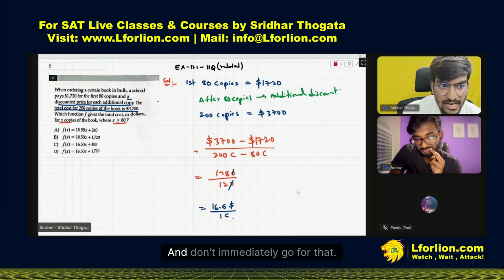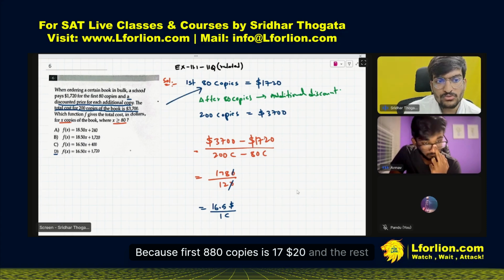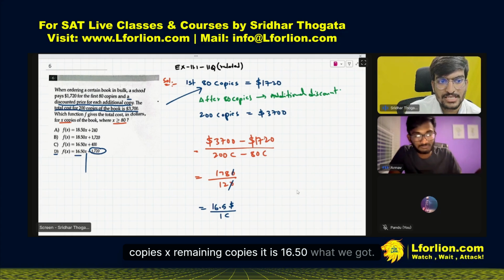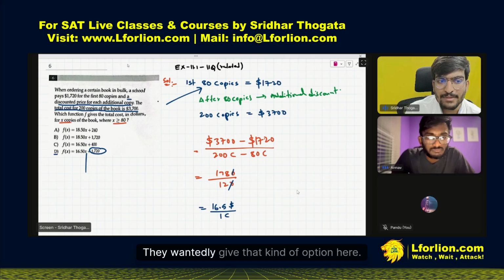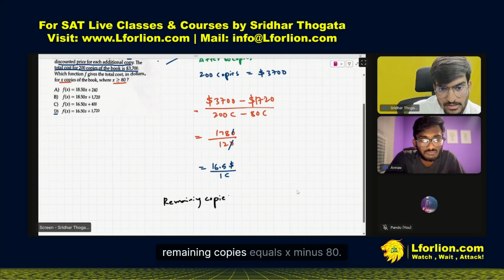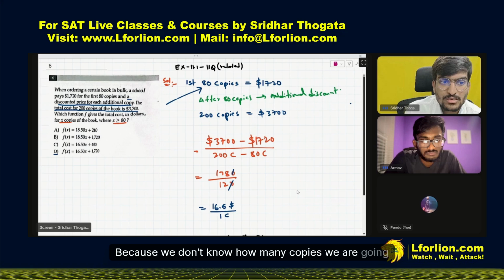Got it? And don't immediately go for that option D, because the first 80 copies is $1720 and the remaining copies are at 16.50, what we got. If you go for that, that's a trap. They wantedly give that kind of option. Here, let me write an equation. So what are the remaining copies? Remaining copies equals x minus 80.